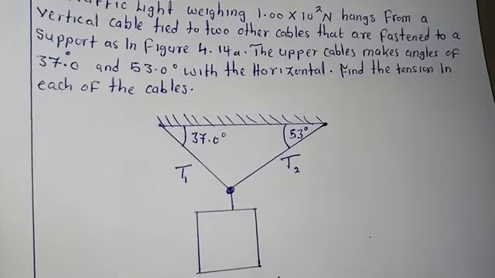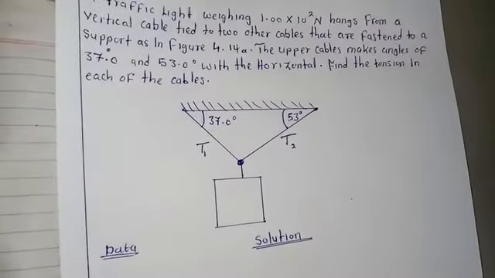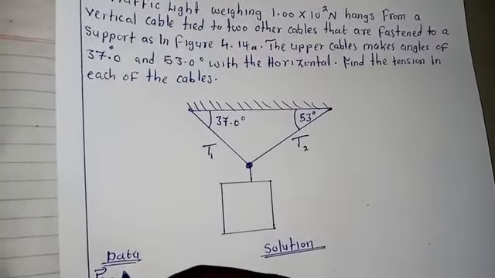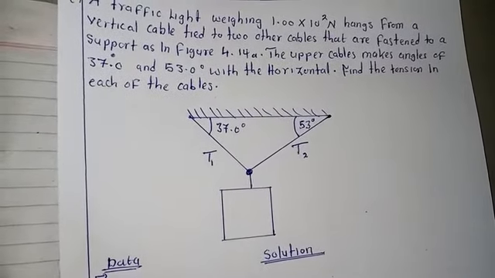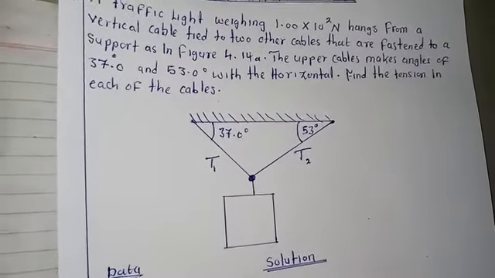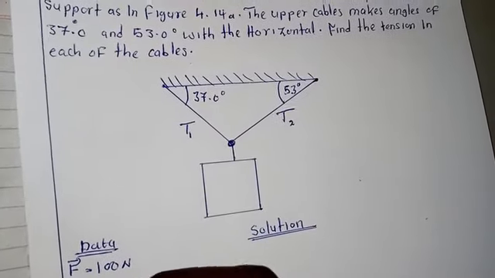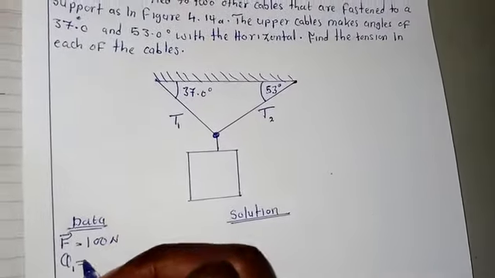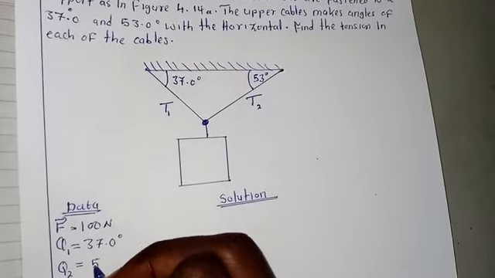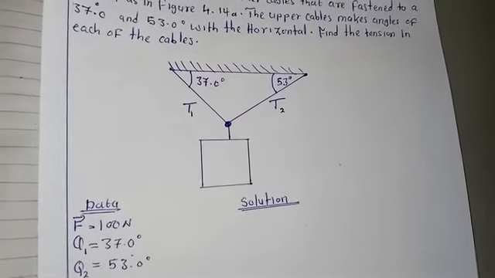Right. Okay, so we can write the data. According to the data, they are saying that we have a force of 100 newtons from a vertical cable tied to two other cables that are fastened to a support, as in figure 4.14. The upper cables make an angle theta, which we'll call theta 1, of 37.0 degrees. There is also theta 2 of 53.0 degrees with the horizontal. Find the tension in each of the cables.